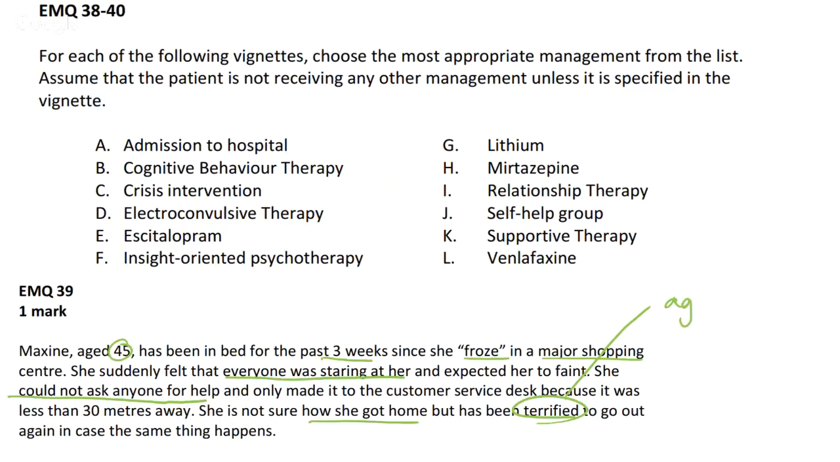You could very comfortably say that this is agoraphobia. What would be the most reasonable for her? Meds. Yes, meds, escitalopram, because it's causing such a debilitating effect on her life at the moment. It's better that you give her some medications before you go on to psychological therapy.